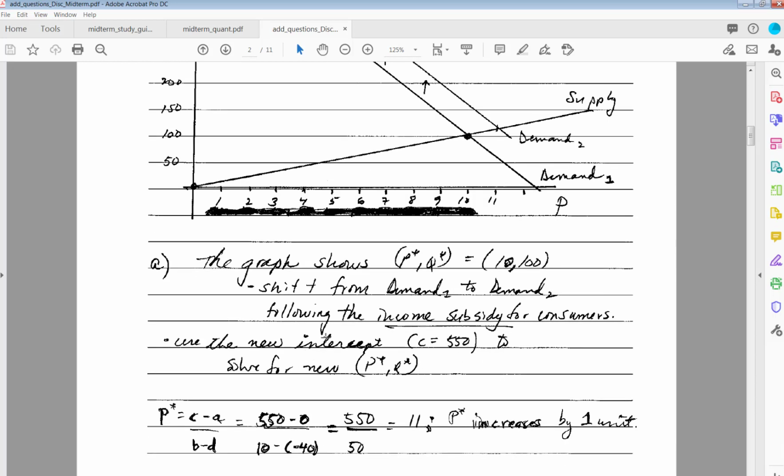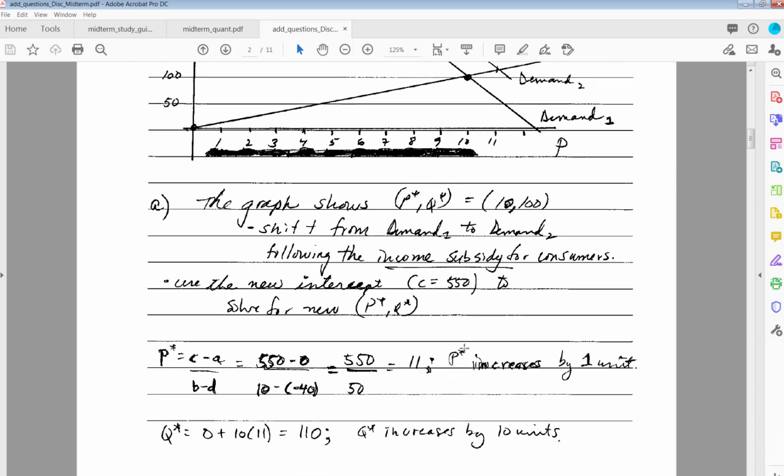Okay, so we got this new intercept after the demand shifts. That's the information that we need. The income subsidy part is now out of our hands. So when you get to our market, the way the income subsidy shows up, C is increased by 50 units, 500 to 550. That's it. That's how we're going to analyze this policy, is just with this shift to demand.